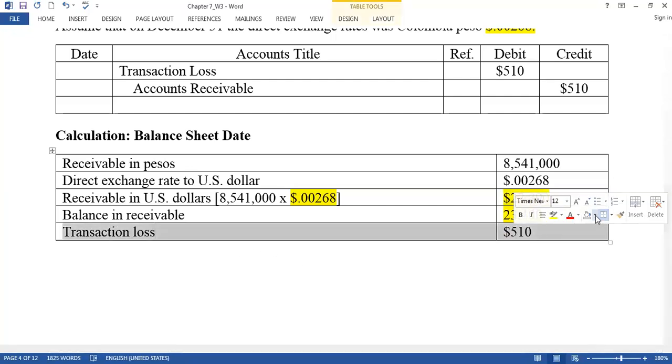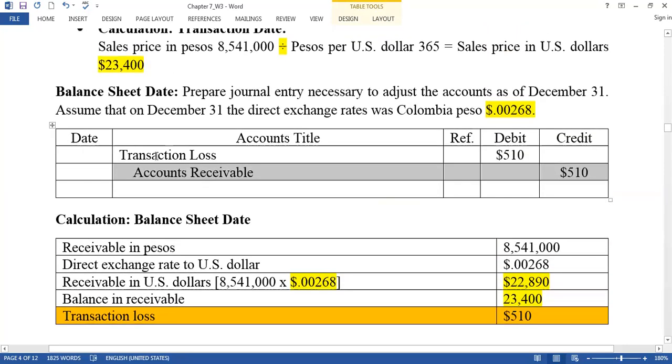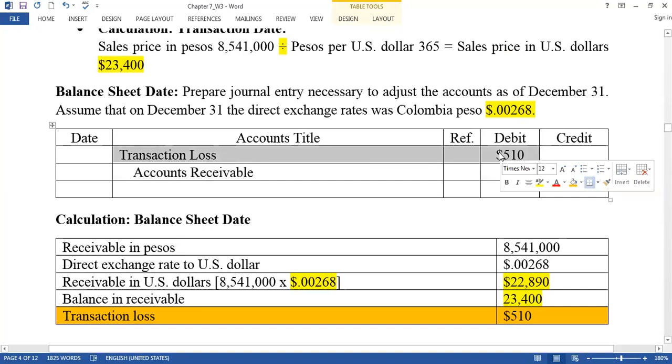What is the meaning of accounts receivable? Accounts receivable means you will receive this money in future. The balance sheet told me that in future you will receive $22,890. But our journal entry said that we are going to receive $23,400. So which one is the accurate one? This is the accurate one because we follow the balance sheet, right? The balance sheet said that we are going to receive less money. As we are going to receive less money, it is our loss. That means our accounts receivable is going to decrease. So that's why our accounts receivable decreased $510. We record loss.